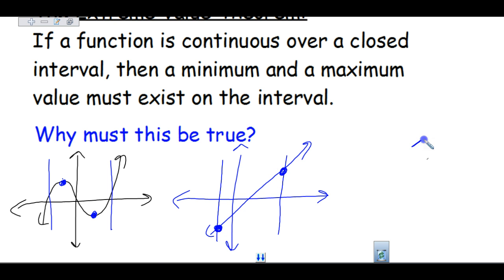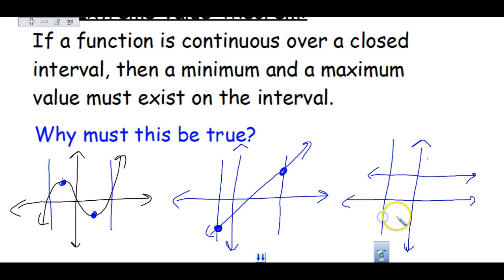The last kind of strange situation that we might encounter, just to make sure that we've covered the different possibilities for what might happen, would be if you have a constant function. And let's say we look at the interval from here to here. In this case, the minimum and maximum value are the same value. So that's probably one of the most unique situations that we'll look at today.